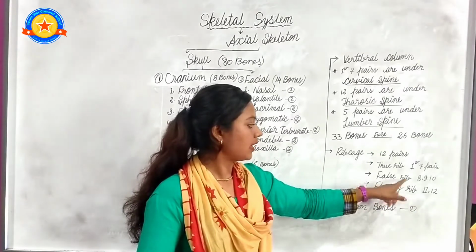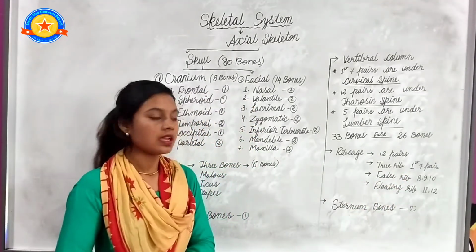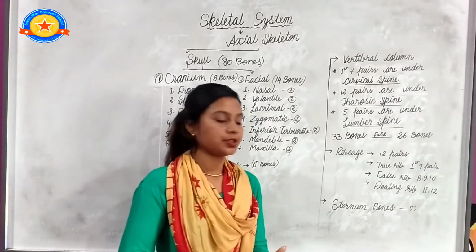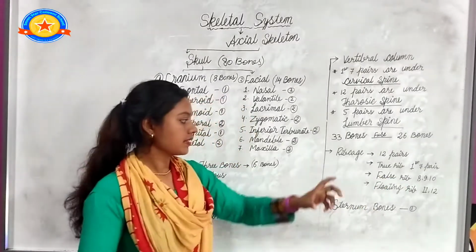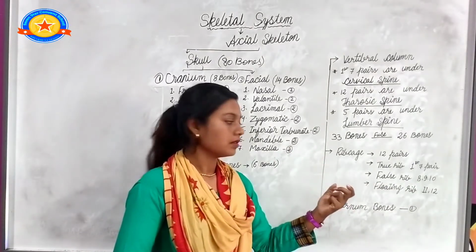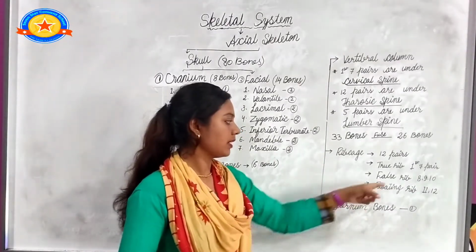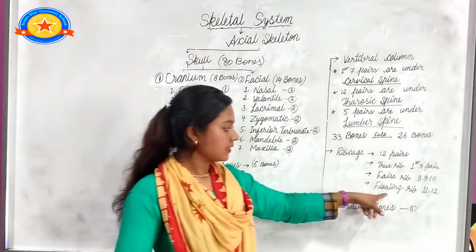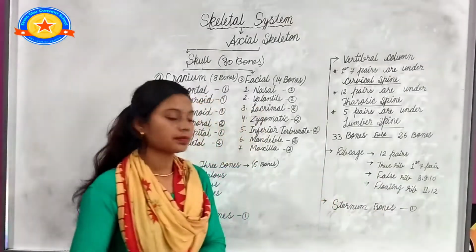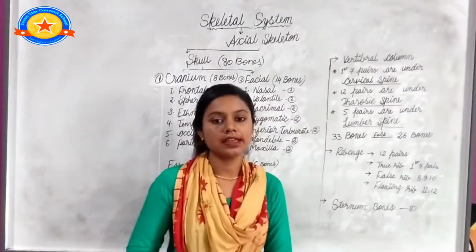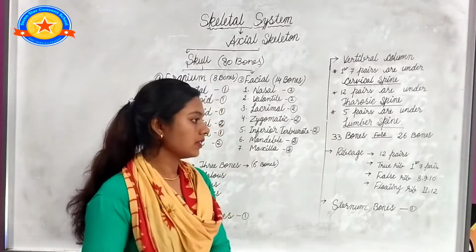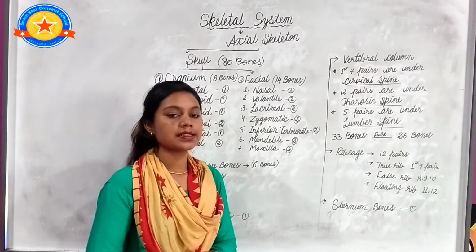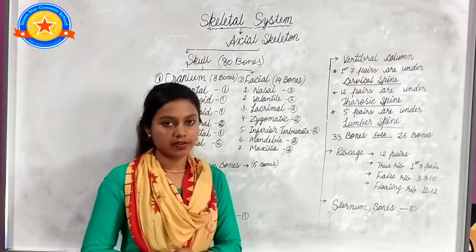Next, false ribs. Why are 8, 9, 10 called false ribs? It is called false ribs because they are not directly attached to the sternum, and they just join with the 7th pair and are fused there. That's why they are called false ribs. And why are 11 and 12 called floating ribs? It is because these floating ribs are not directly or indirectly attached to the sternum. That's why they are called floating ribs.